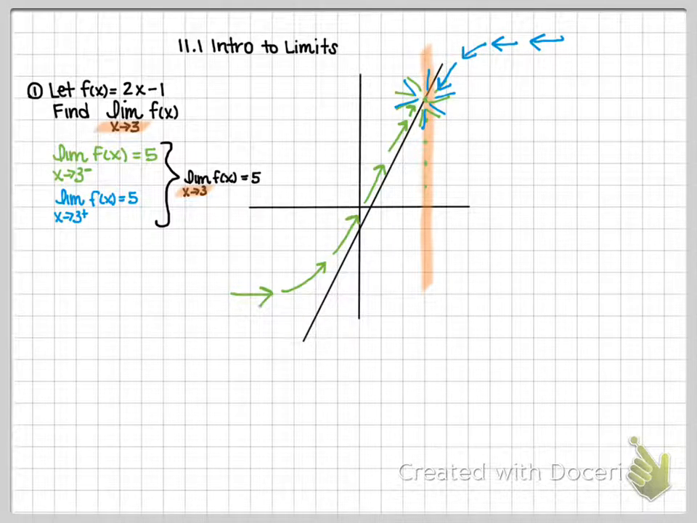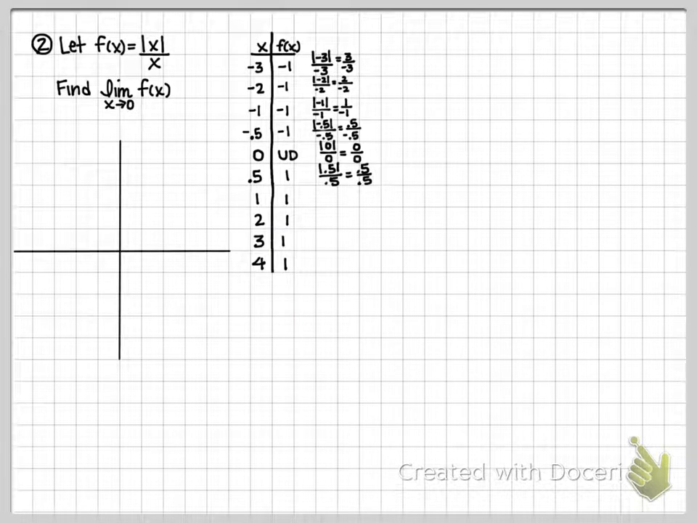Let's take a look at the next one. So here we are on the next screen, and I already went ahead and did a little bit of work for you on this one. I see that the absolute value of x divided by x is probably not something that you're familiar with. So I went ahead and just made a table like we normally would. So you'll see that I did some work off to the side.